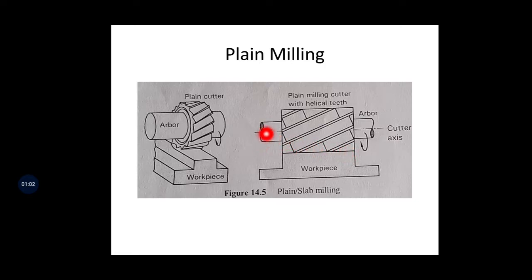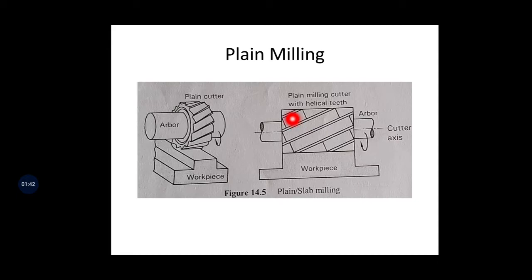At that time we have to fix the milling cutter. Milling cutter means a multi-point cutter; the cutting points will be multiple. We have to fix it on the arbor in the horizontal direction. See the arbor position is horizontal, it is not vertical. We fix the milling cutter on this horizontal arbor, and when the arbor is rotated, the milling cutter also rotates, and we can move the workpiece from one end to the other end. So this is a plain milling cutter with helical teeth.